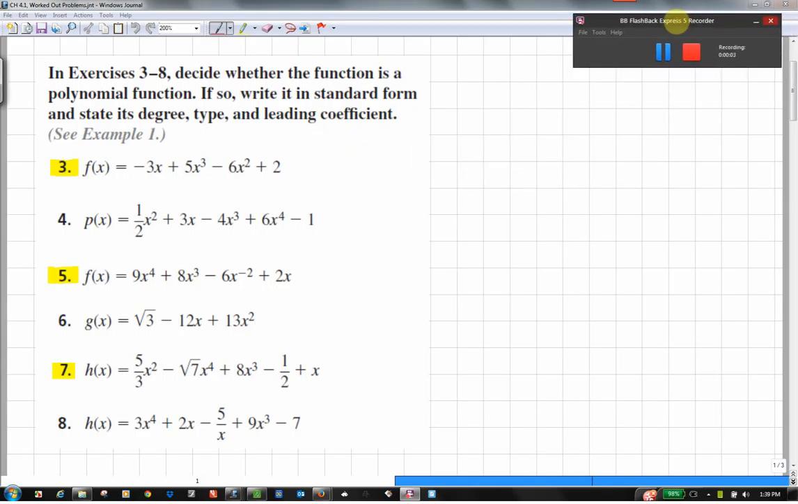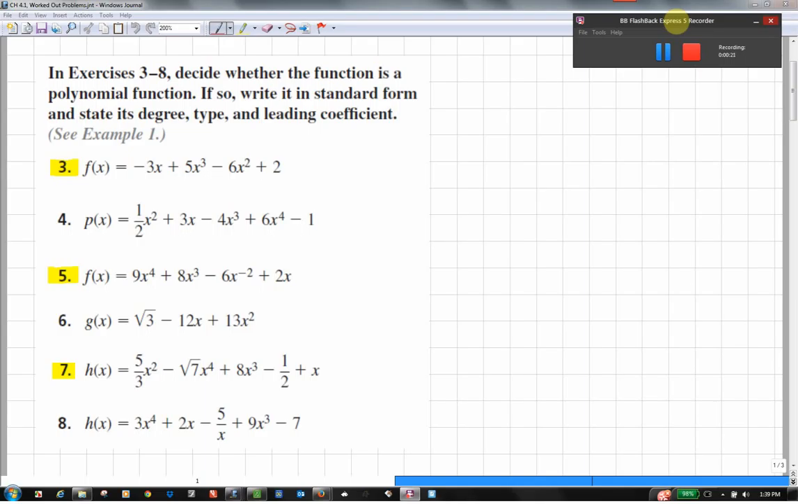Okay, I'm going to work some of the odd problems from the first section of chapter 4.1. This is where we have to look at an equation, decide whether it's a polynomial, and then if it is, write the degree, the type, and the leading coefficient.